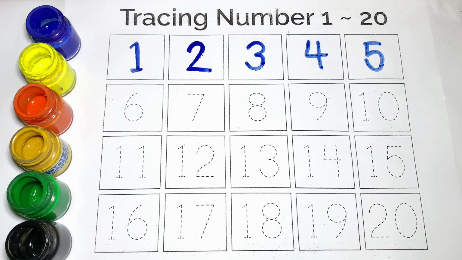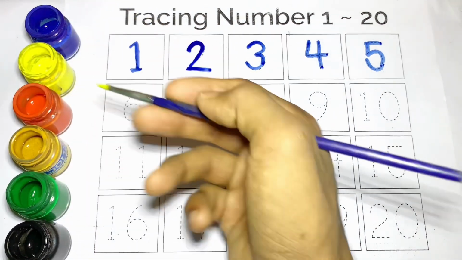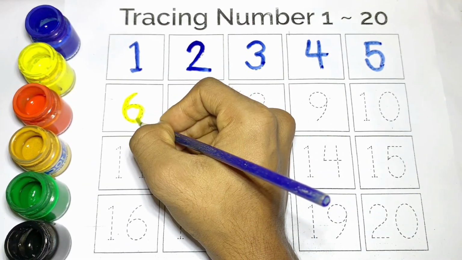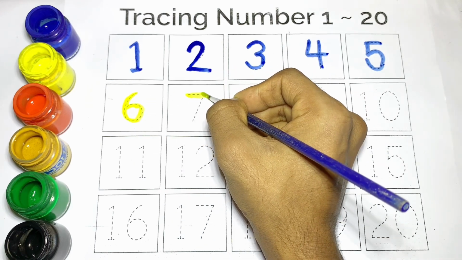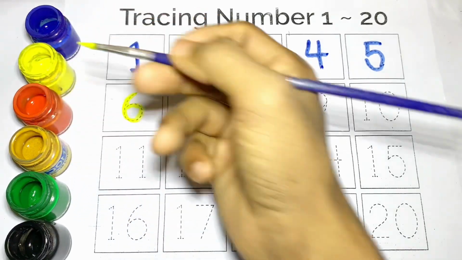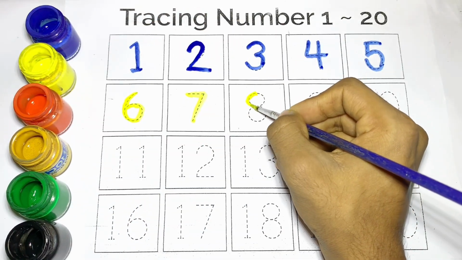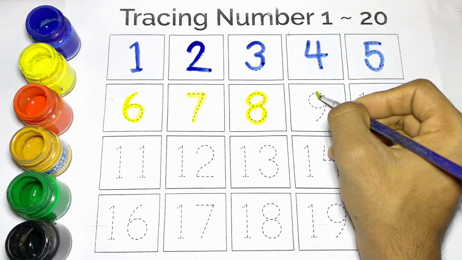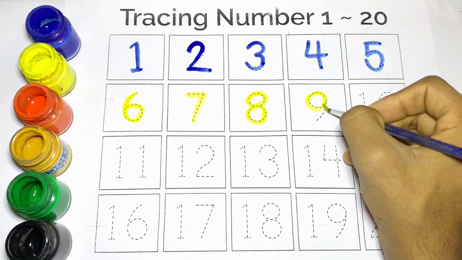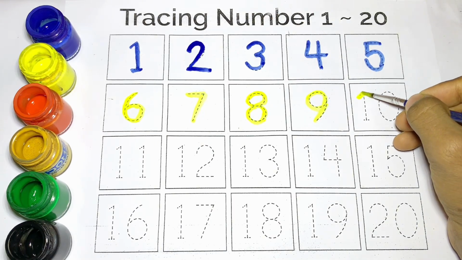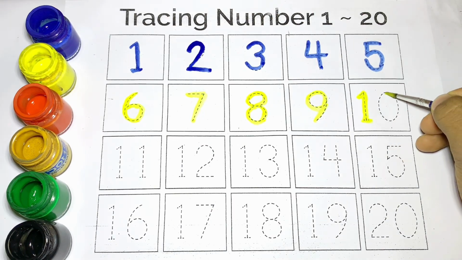Kids now draw 6. The number 6, and use yellow color. S I X, 6. S E V E N, 7. Kids again use yellow color and draw 8. E I G H T, 8. N I N E, 9. Kids again use yellow color and draw 10. T E N, 10.